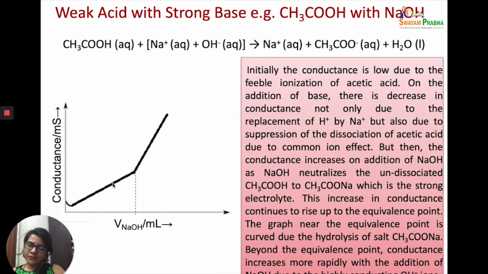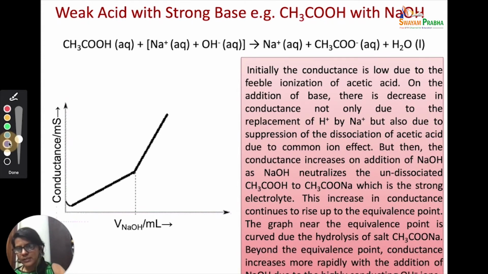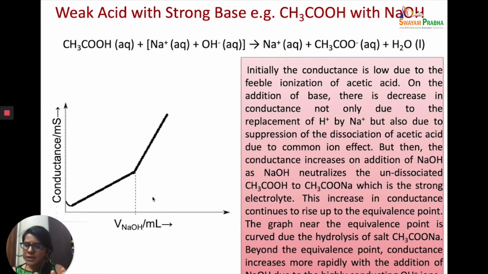One thing that has to be emphasized is that this curve, although I have shown it linearly, is actually a curve. And how do we obtain this intersection? So this is a curved region. Let me show it to you. Now because this is a curved region, you plot a dotted line, or you extrapolate these curves, and the point where they intersect gives you the equivalence point.